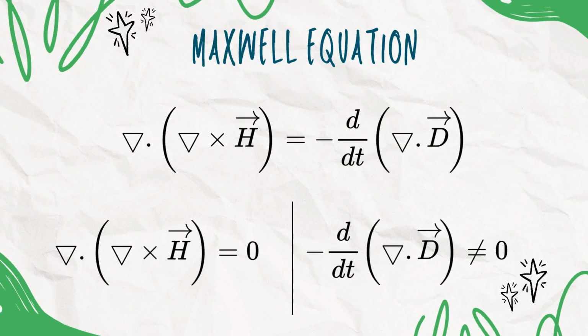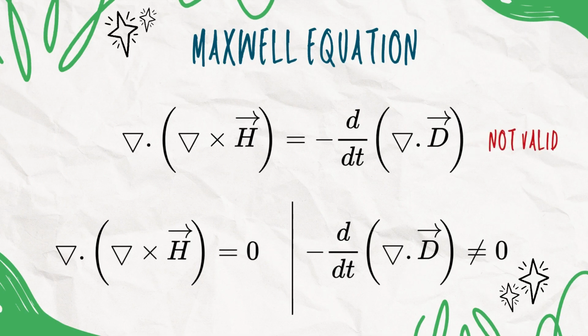In vector calculus, we learn that the divergence of the curl of anything is 0. So from here, we get that the left hand side is equal to 0. But in this equation, the right hand side, we can't prove that it is 0 also. So we can say that the equation is not valid.